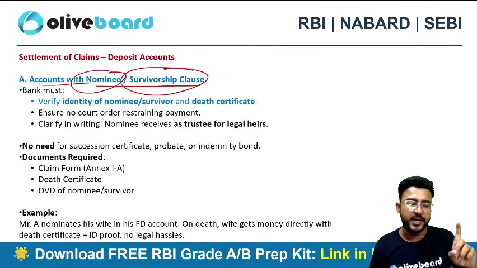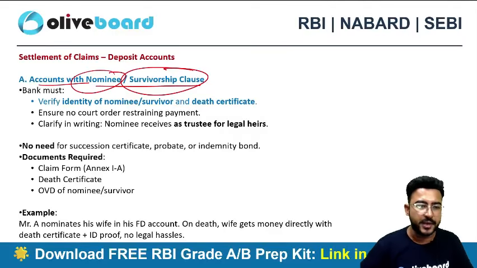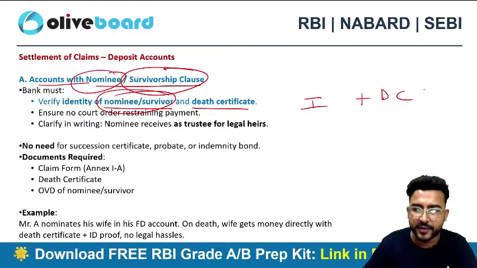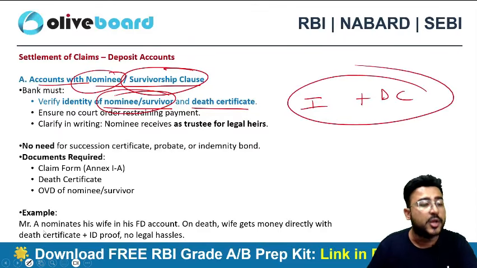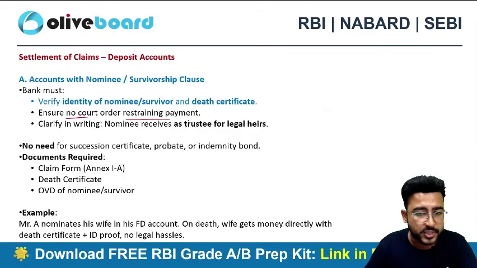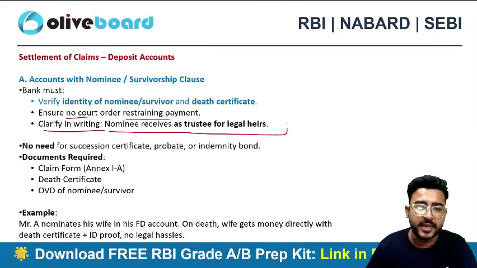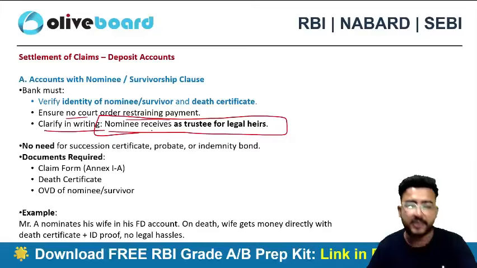If you do have a nominee or a survivorship clause in your account, the process is quite simple. Verify the identity of the nominee. What the bank needs to do is just verify the identity of the nominee or the survivor and the death certificate. So identity plus the death certificate is required. No court restriction should be there on the payment.